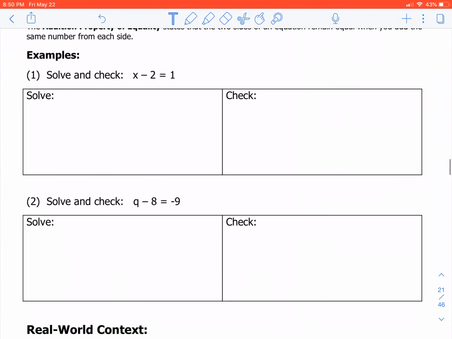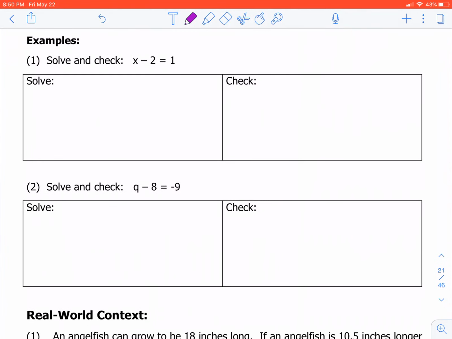All right, I'm going to skip to the next page. Now we're going to take a look at these examples. These are slightly different. You're going to notice that instead of a plus sign, we have a minus sign. So we're going to use the opposite operation again. We want to get that x by itself. So since it's minus 2, we're going to use the opposite operation, which would be plus 2. Those are gone. We're left with x. 1 plus 2 gives us 3. So this should be our solution.